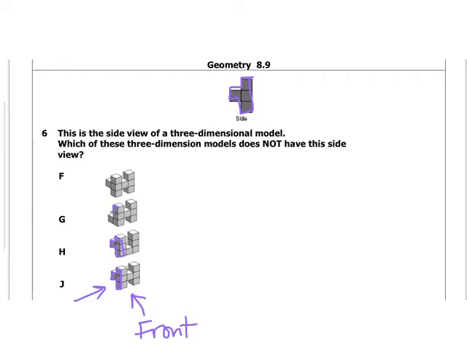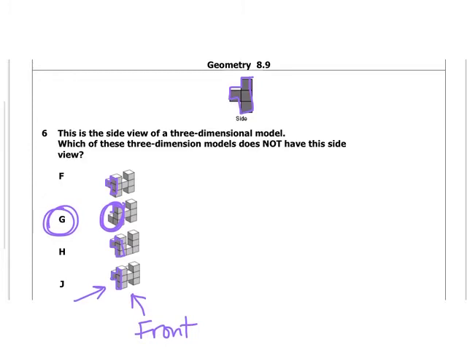And then, oh, not that one. And we've got that same shape there. So G is our correct answer. Does not have that side view. I know we haven't done this in a while, but those 3D figures, you guys really knew how to do that, no problem. All my spatial thinkers.